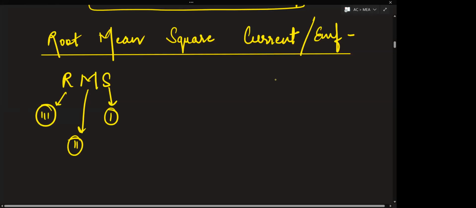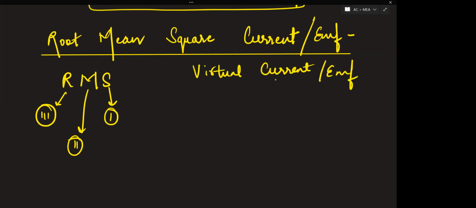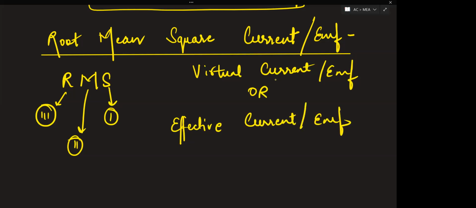This is known as I RMS, we commonly say, E RMS we say, or one more term is there. Virtual current also you say, virtual current or EMF, or even you can say effective current or EMF. So either of these terms is mentioned. Do not get confused. That is simply pointing to RMS.